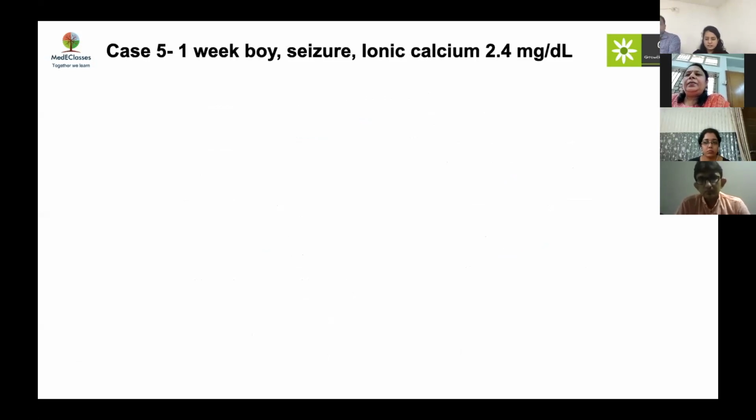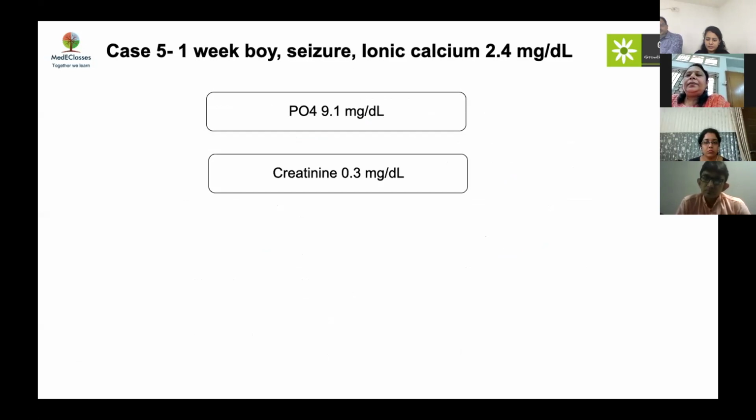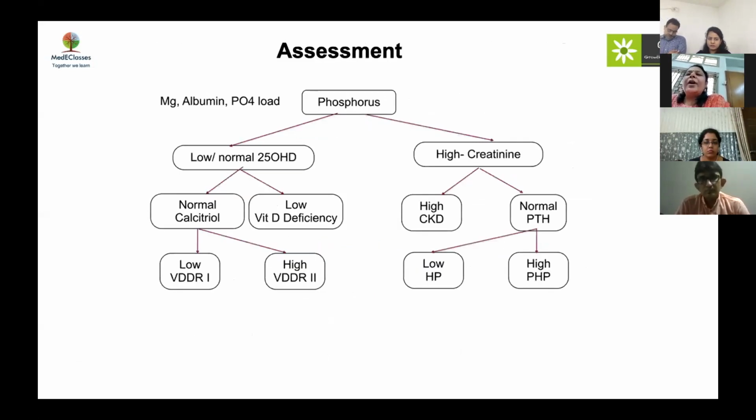So the next case is a 1-week-old boy presented with seizure with ionic calcium of 2.4 and phosphorus is high. His creatinine is normal, 0.3 milligram per deciliter. So, Sonal ma'am, what is your approach in this boy? Yeah. So this is a 1-week-old boy with low ionic calcium and high phosphorus.